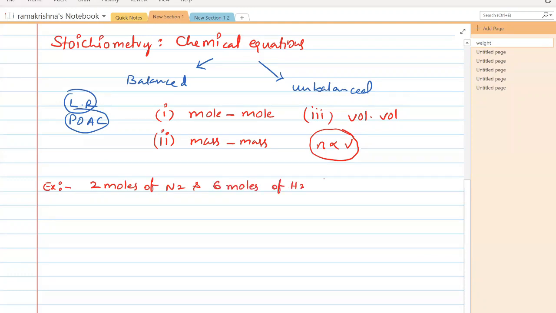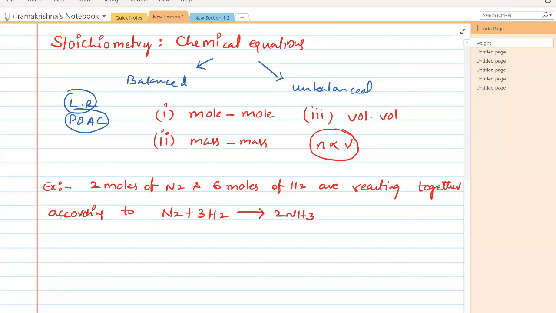6 moles of H2 are reacting together according to this balanced equation. N2 plus 3H2 gives rise to 2NH3. This is a given data.